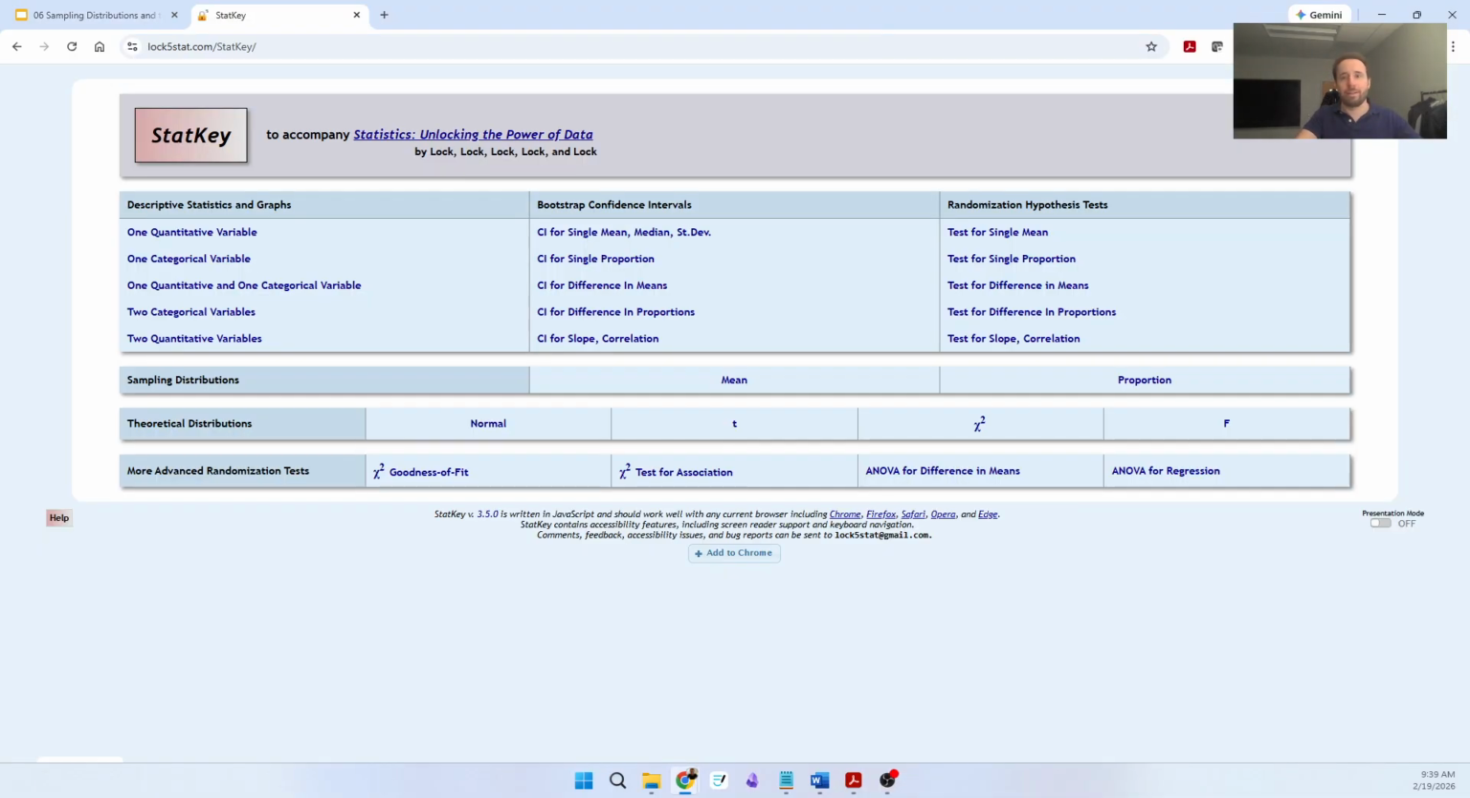I'm going to pivot here to my StatKey website. So we see ourselves on the website right now. The StatKey website has a bunch of different options, but down here, see if I can highlight it. Yep, you can see it there. This is what we can click on to do a sampling distribution for a mean. And here is what I can click on to simulate a sampling distribution for a proportion. So I'll click on that.